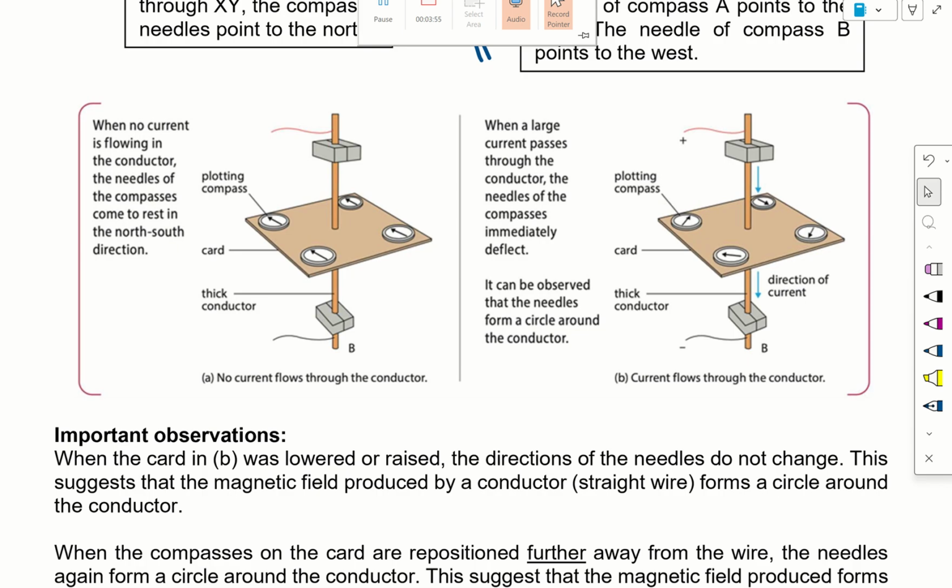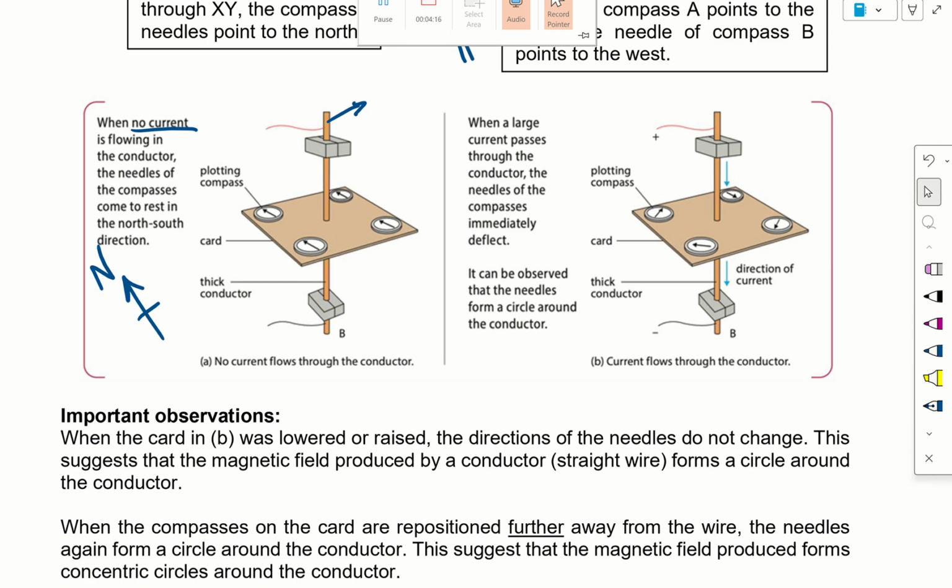Also, we can look at another setup. When no current is flowing in the conductor, all four compasses at each corner are pointing in the same direction, north to south. I would say that this is the north. But when a large current flows through, it will produce a magnetic field. This is the direction of the current. The compass needles are now affected by the magnetic field of the current, and they are all pointing in different directions, in a circular manner.